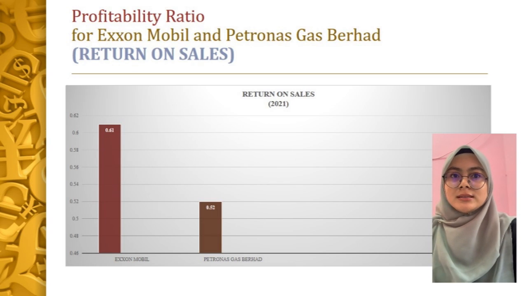Return on sales is calculated by dividing operating profit by net sales. Return on sales is only useful when comparing companies in the same line of business and roughly the same size.